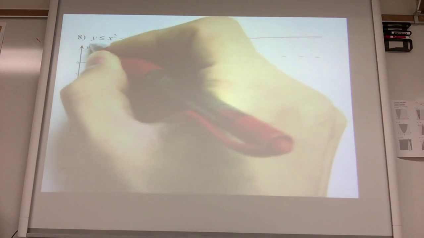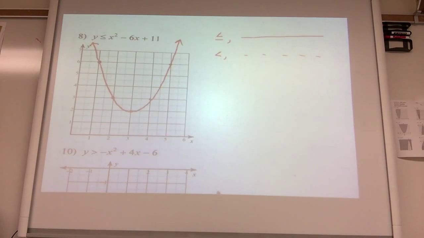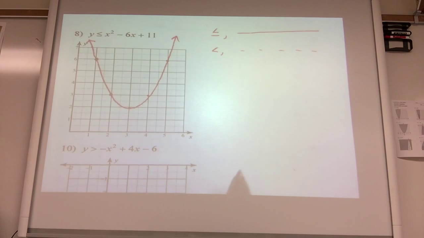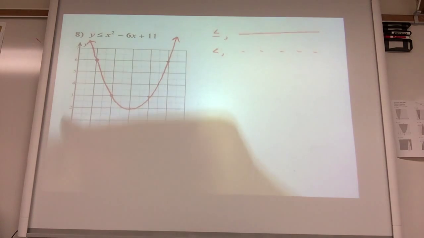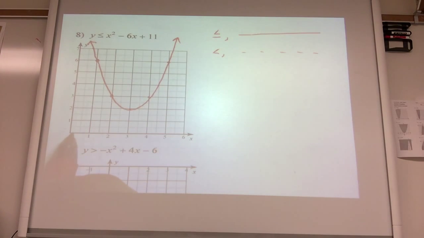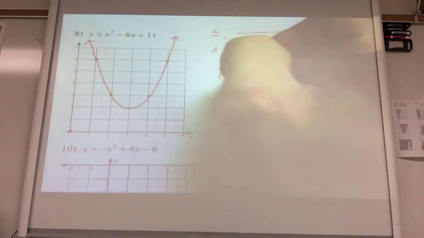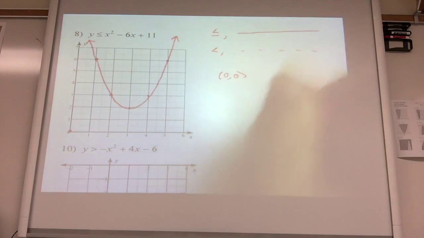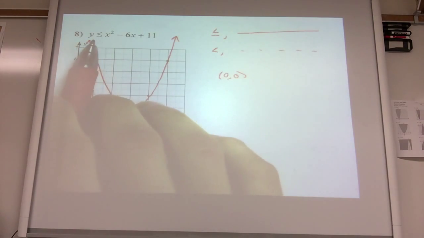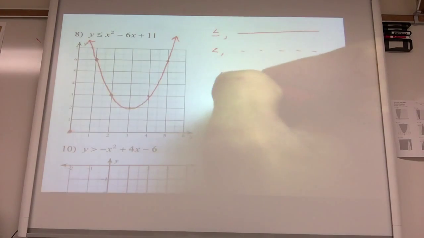And now the question is, do I shade on the inside or the outside? So again, take a random point, any point you'd like, that's on the inside or the outside. So here's a really easy one. If you look right here in the bottom corner, you've got 0, 0. Let's use that point. So I'm going to take the point 0, 0, and I'm going to plug it into this inequality here. So if that's true, then y is 0.